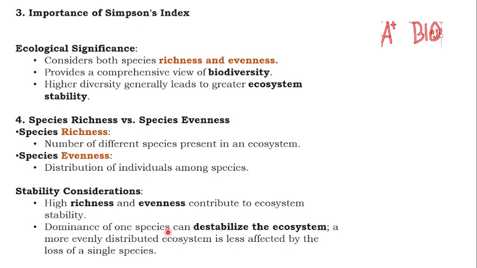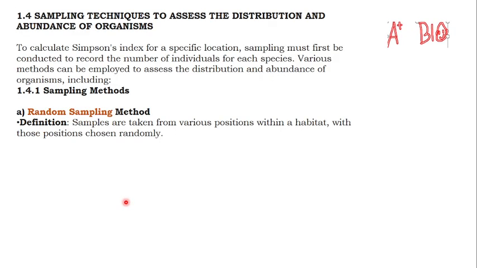giraffe, which is eating grasses. I told you that when you have only herbivores, in a few weeks, in a few months, you're going to have desert in your ecosystem. So stability is important. It means high richness and high evenness contribute to ecosystem stability. But with only one species, you will lack the niche or the role played by another organism. Now you will fail.